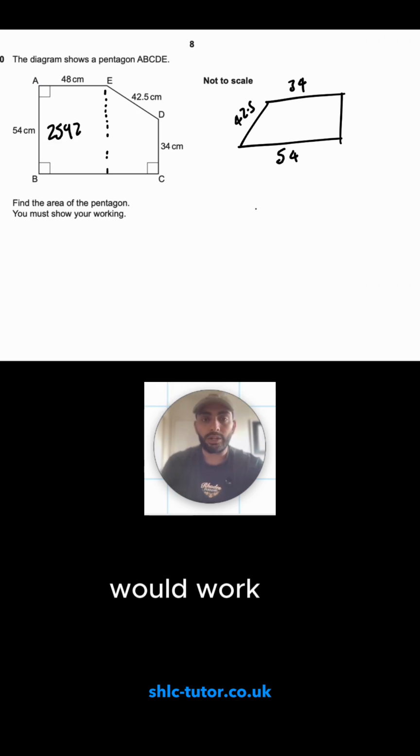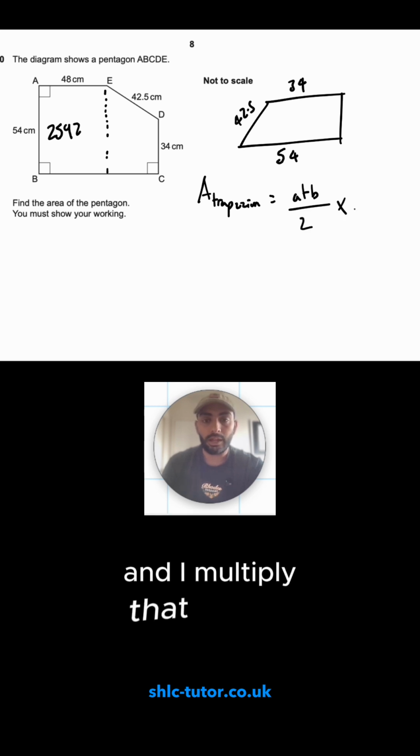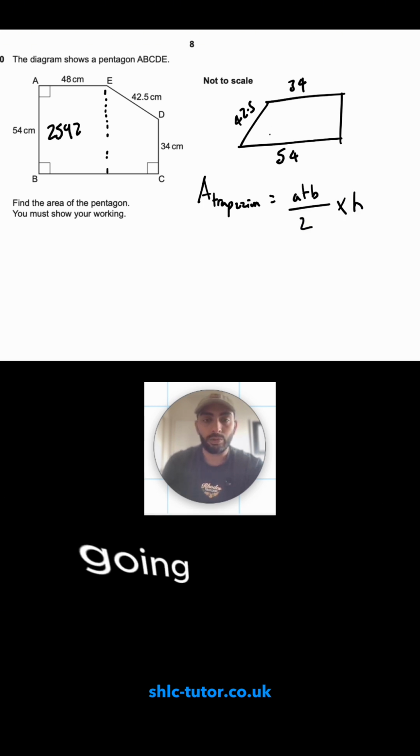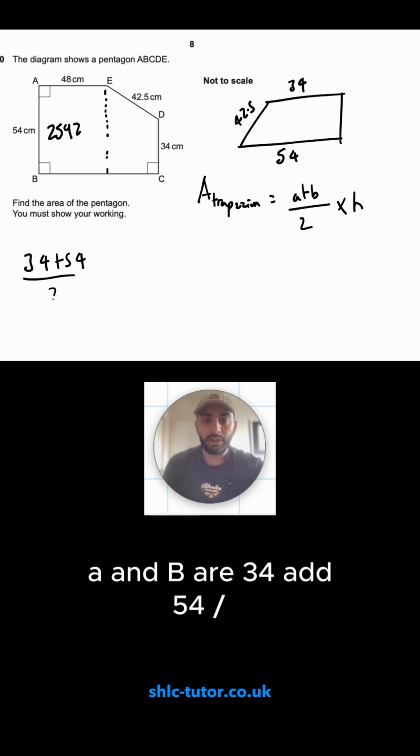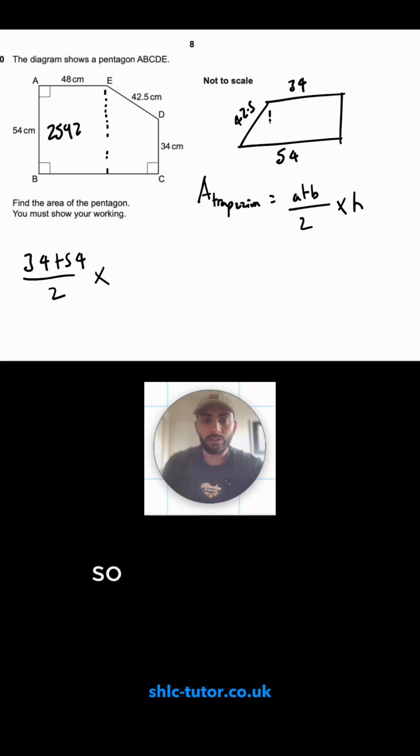Let's think about how we would work out the area of this trapezium. So the formula that we need for the area of a trapezium is a plus b, so I add up the two parallel sides, I divide that by 2, and I multiply that by the perpendicular height. So I need the height that's going straight up. A and b are 34 add 54, divided by 2, and I need to find this height. So how can we do that?